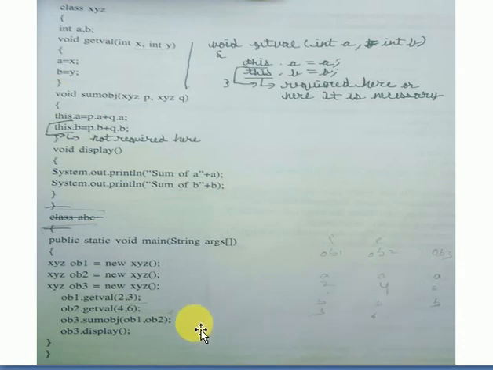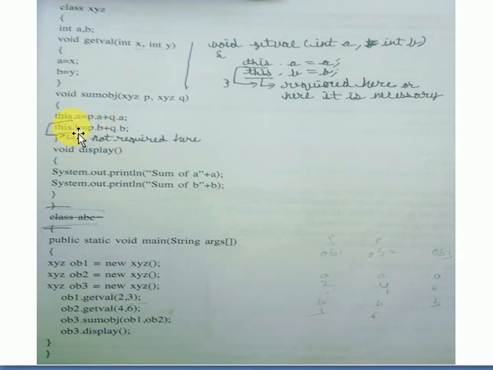OB3 sum OB1 comma OB2. See, OB1 is referred by P, OB2 is referred by Q. So if I write P dot A, it's actually OB1's A. Q dot A means it's OB2's A. So instead of just writing A over here, whose A is that?